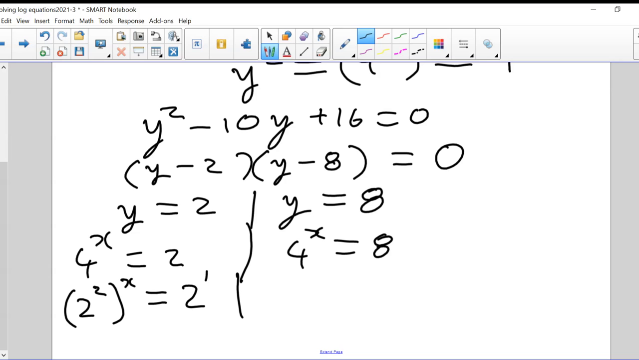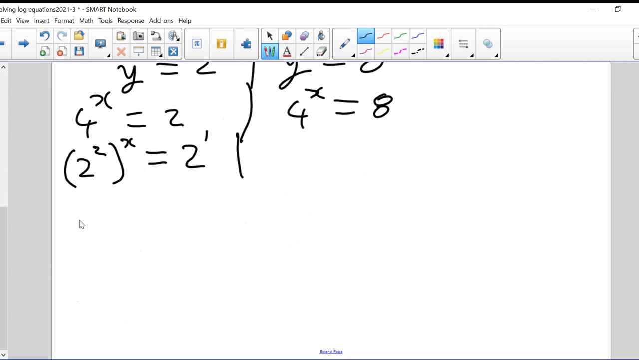Now, the left-hand side of this, I can write as 2 to the power of 2x. Hopefully everybody agrees with me on that. The right-hand side of this is 2 to the power of 1. If I'm going too fast, please slow me down. Stop me, tell me, Mr. Kamuk, you've got to slow this down. But I'm hoping you're okay with that so far.